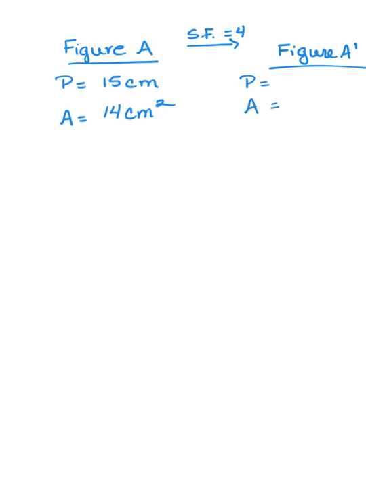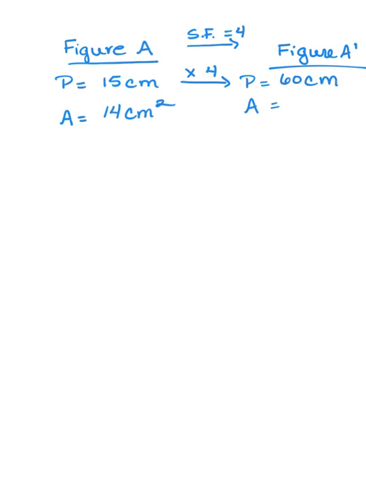Well, for perimeter, all we do is we take the old perimeter and multiply it by that scale factor. Scale factor affects perimeter once. So we're taking 15 times 4, and the perimeter of figure A prime would be 60 centimeters.